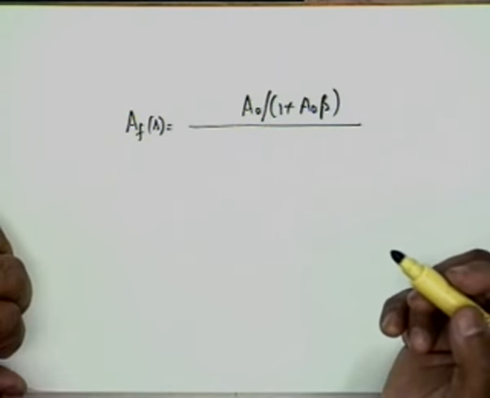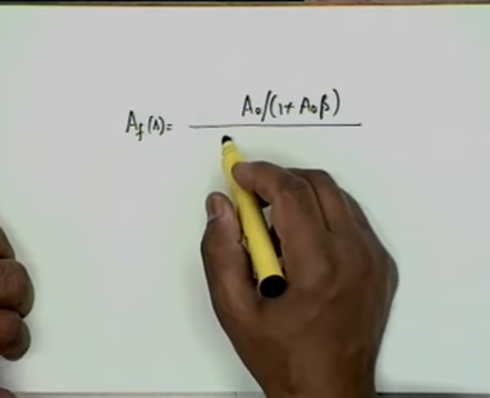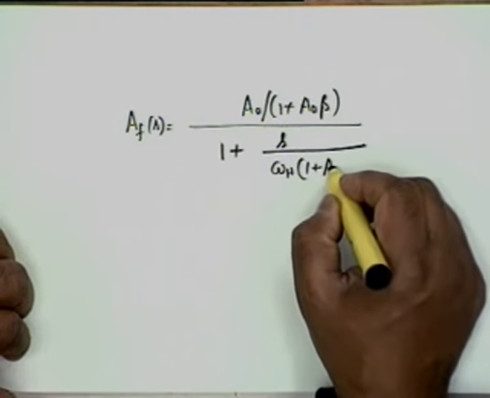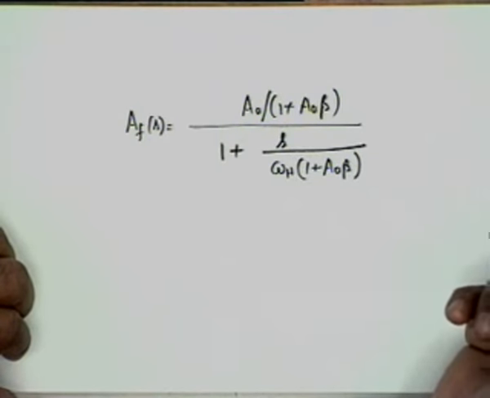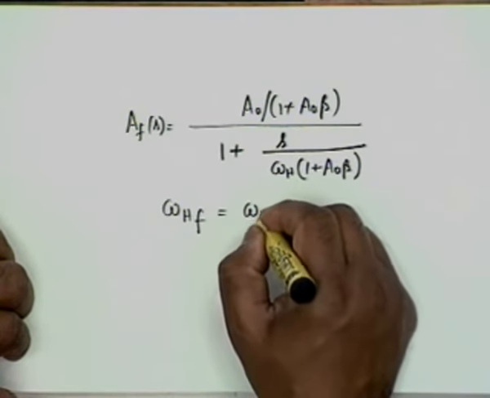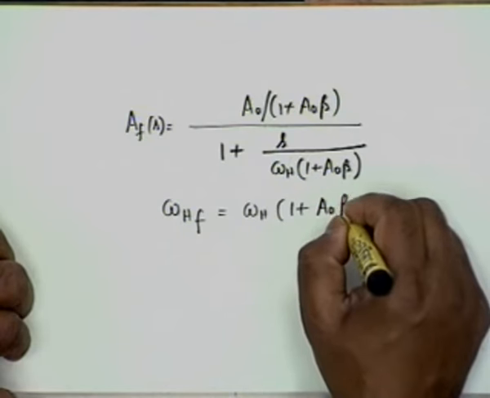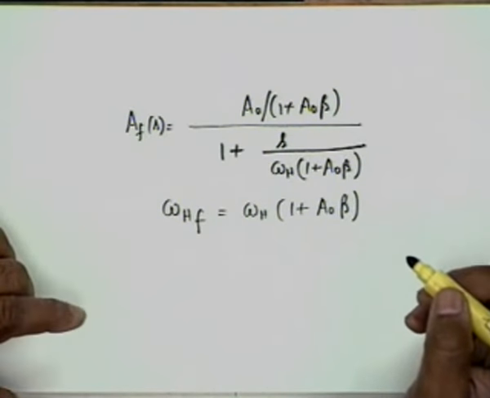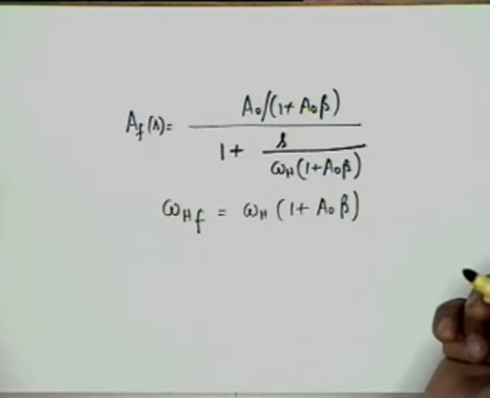This is expected at midband, this must be the gain, divided by 1 plus S divided by omega H multiplied by 1 plus A0 beta, which means that the omega H with feedback increases by the factor 1 plus A0 beta. Okay, at what cost? The gain. The gain is reduced by the factor 1 plus A0 beta. So what you gain in bandwidth, you lose in gain. Is that clear? It's a trade-off. You want more bandwidth, you sacrifice gain.